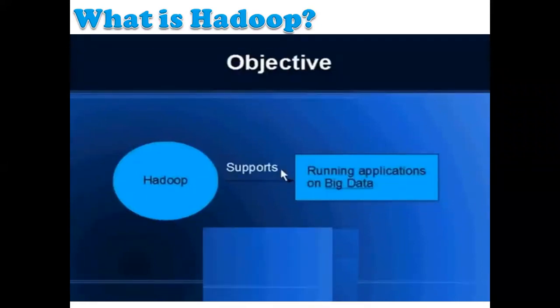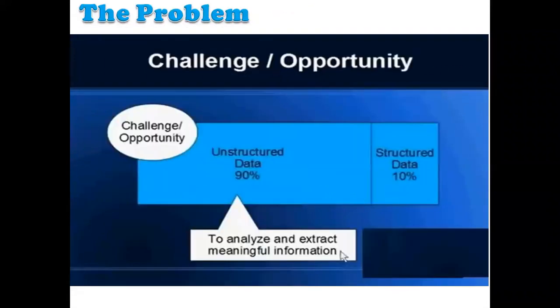In one line, what is Hadoop doing? It is helping us run applications on big data. As simple as that, guys. It's free. And what is the problem? Well, the problem is the unstructured data. There's water in rivers and seas and oceans. What is water in the rivers? That's structured data. That is the data in the database, guys.